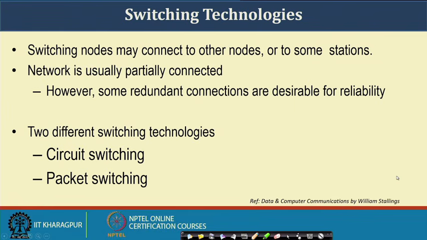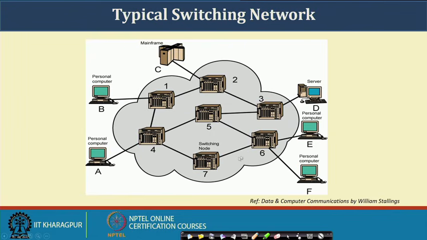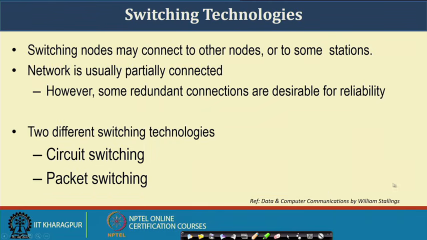Now, there are different switching technologies. Switching nodes may connect to other nodes or to some station. So, there are two categories of nodes: these are switching nodes, and these are some other nodes, these are stations. This is the terminology followed here, but in some places you will find that all are considered as source node, destination node; it does not matter.